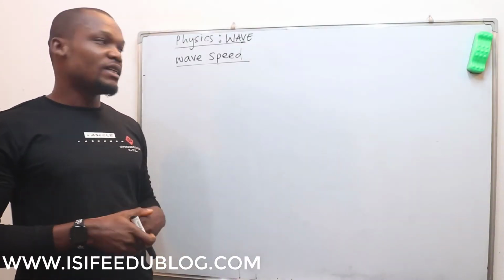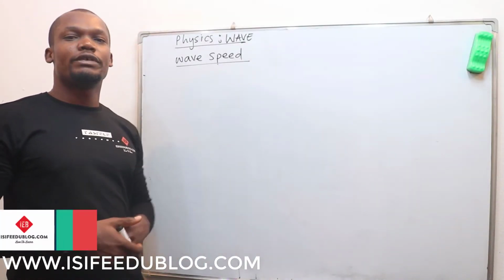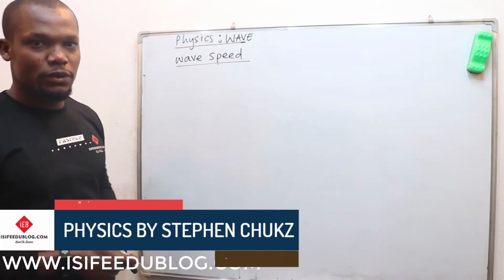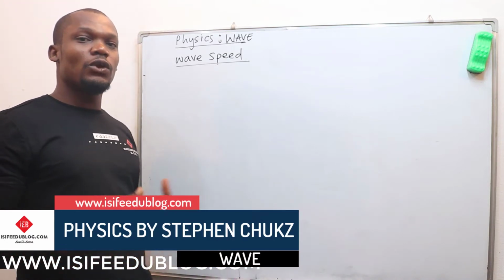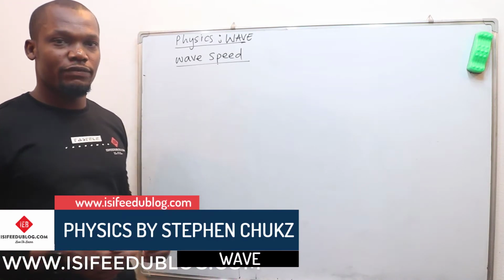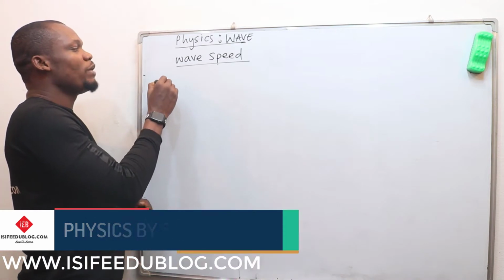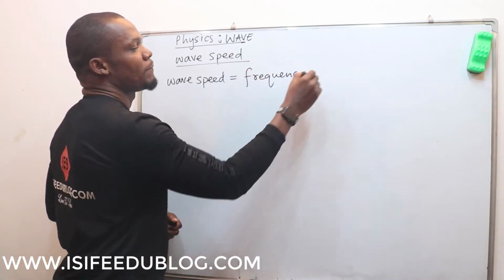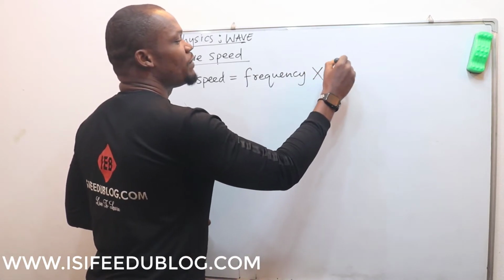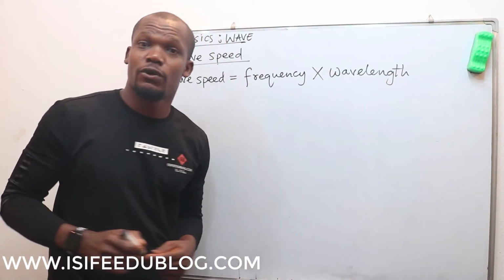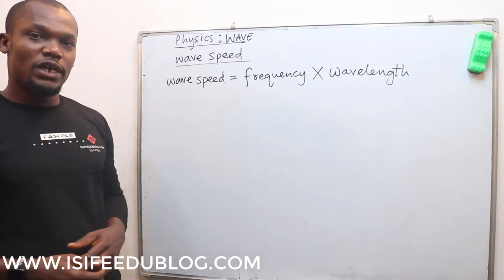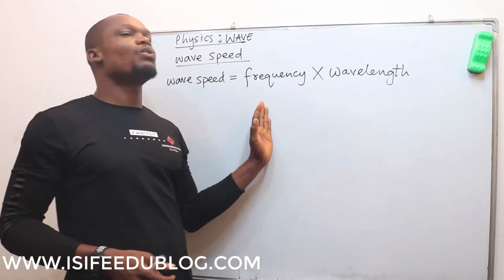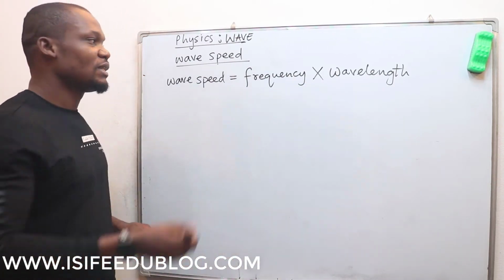Okay, finally, we are going to talk about the wave speed. What is wave speed? Wave speed is the velocity of a wave. And we say that wave speed is equal to frequency multiplied by wavelength. So therefore, the wave speed of a wave is the product of the frequency of that wave and the wavelength.